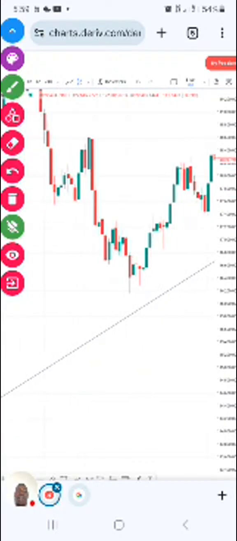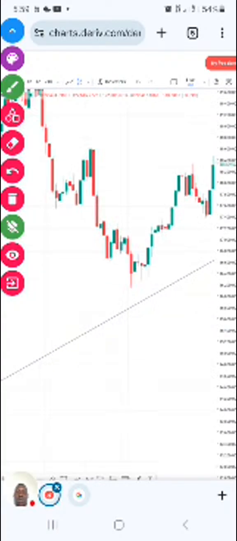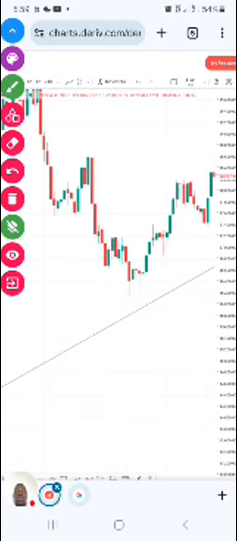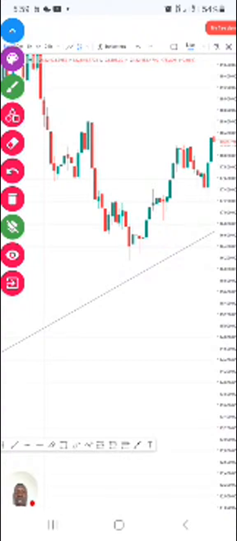So what we have to do here is one thing. We get our zone. Are you getting the point? We mark this level here like this. This is our good level here. We mark it like that.